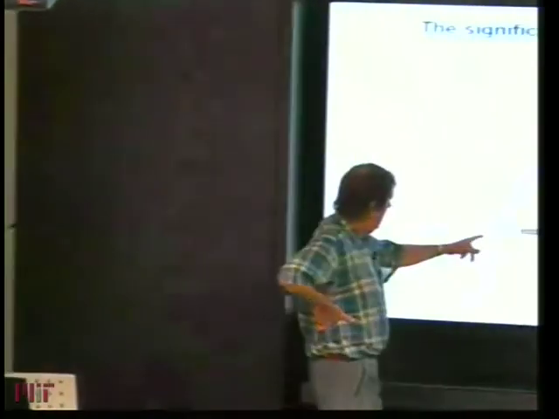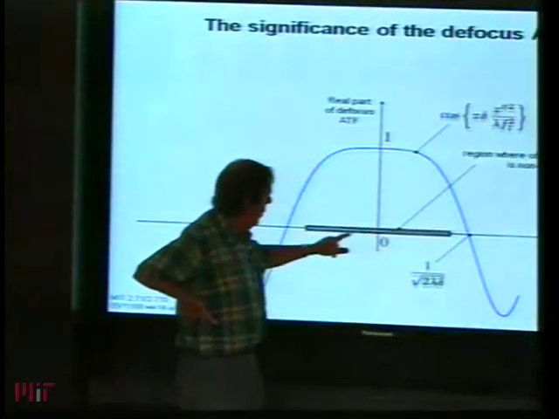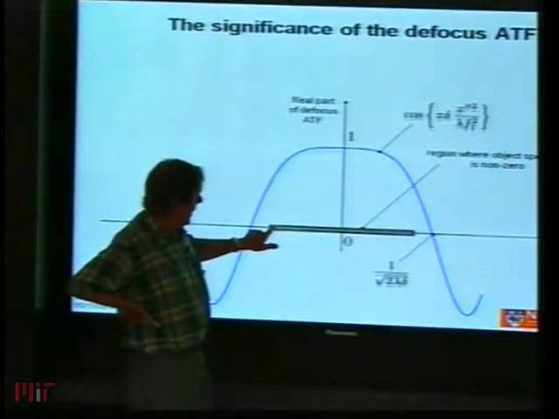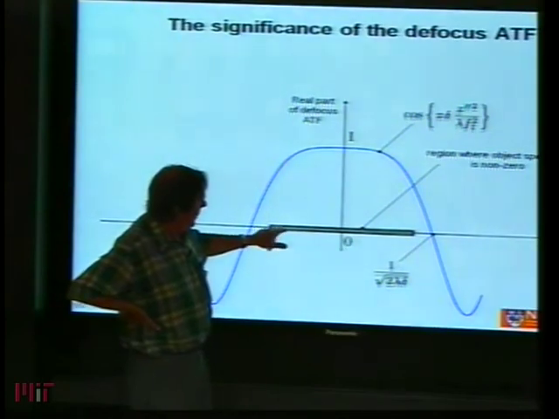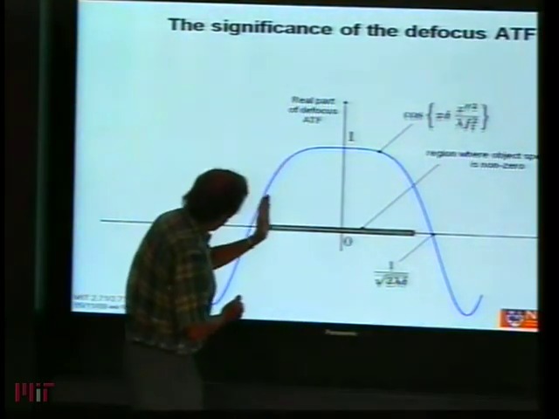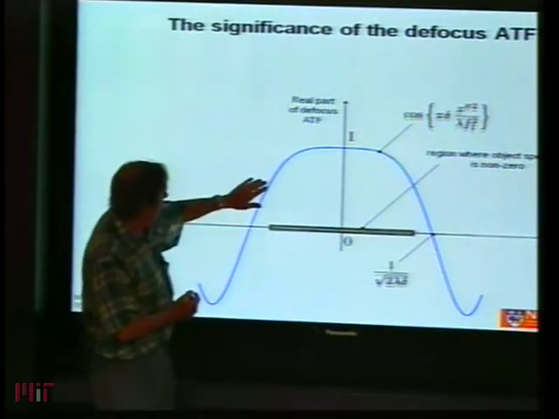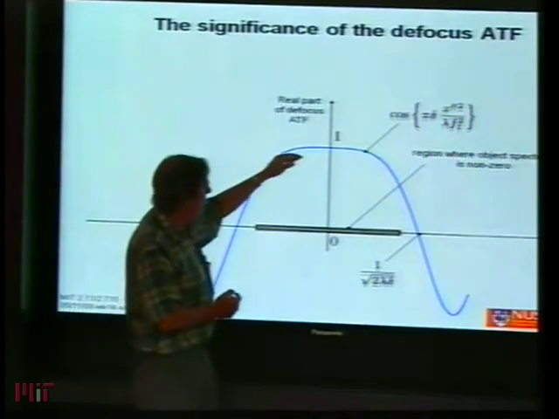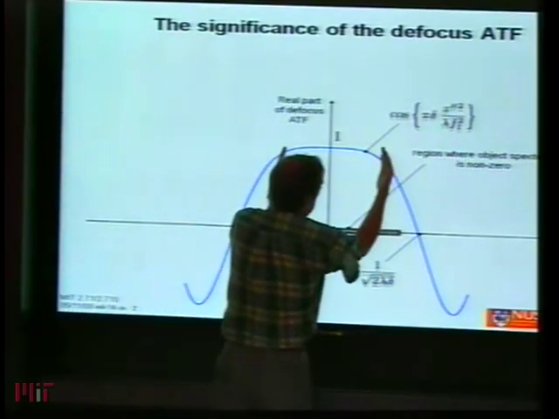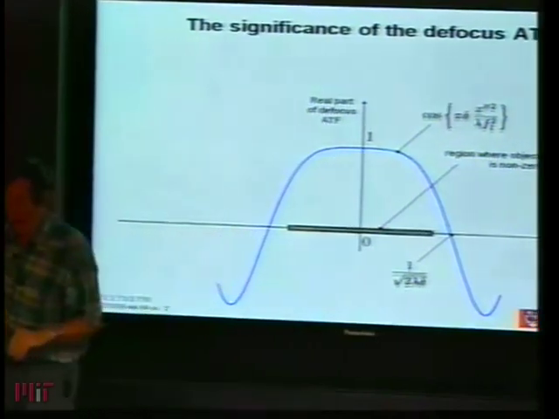And then you have to multiply this, of course, by the circular aperture, right? So this is the circular aperture. This is the region where the object spectrum is non-zero. So you can see that only the parts of this blue curve up to here are going to have any meaning. The bits out here are not going to do anything. So this is obviously looking at a case where this is almost flat. If you made it a bit smaller even, it would look even flatter. So this is not a lot of defocus.